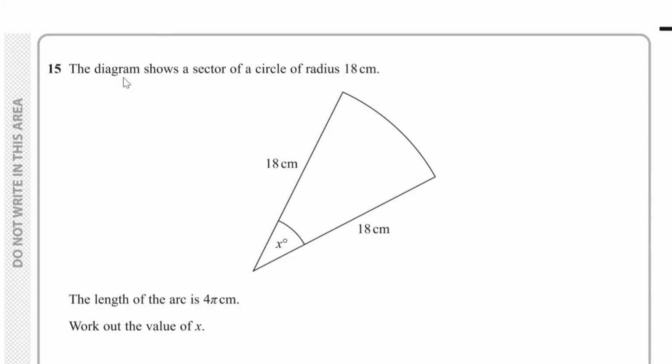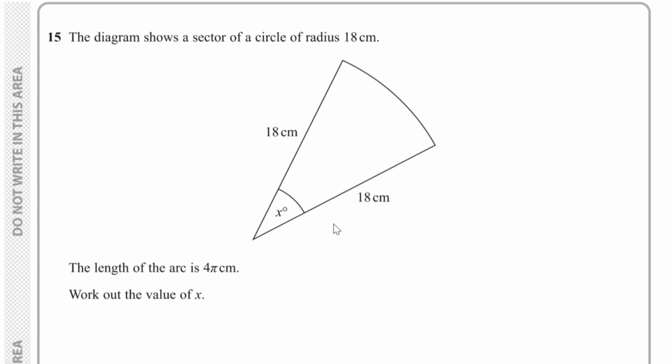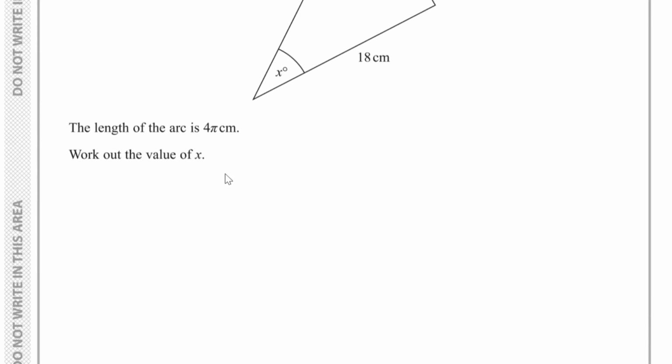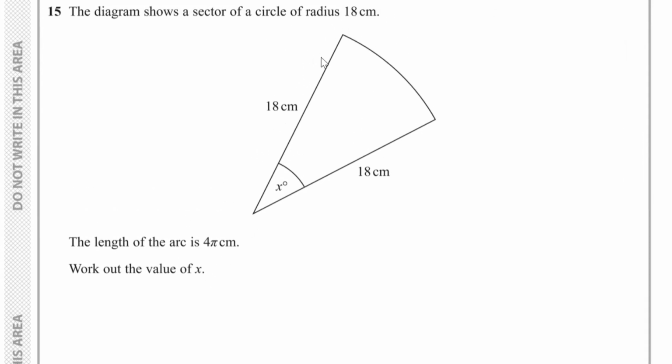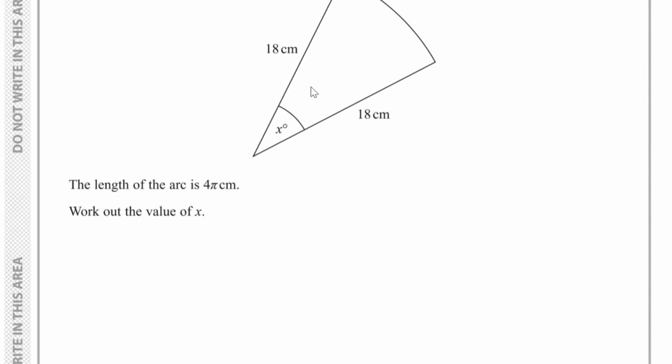Question number 15. The diagram shows a sector of a circle of radius 18 centimeters. That's what we see here. The length of the arc is 4 pi centimeters. We have to work out the value of x. Well, to work out the arc length, we have a fraction of the circumference. The fraction of the circumference we have will be x divided by 360, and then we multiply this by 2 pi times the radius of 18.